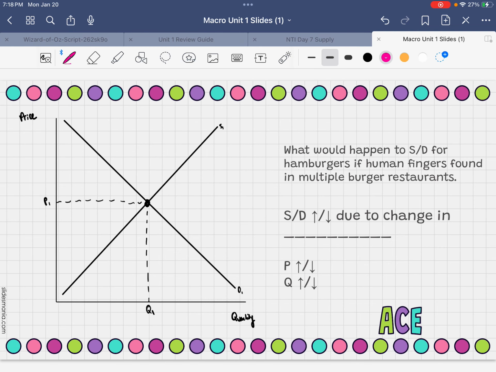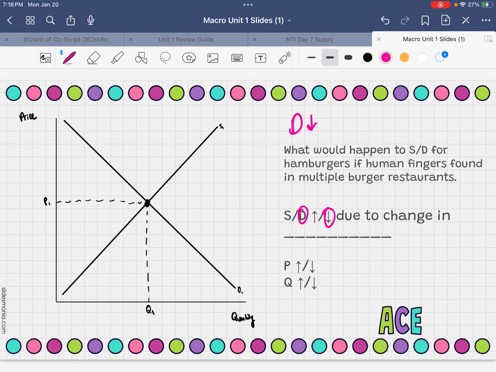So what would happen to supply or demand for hamburgers if human fingers were found in multiple burger restaurants? That one's disgusting. Okay, so who does this impact first? The producer who lost a finger, or the demander, the consumer who's buying it? The main impact, the first impact, is people are going to go, yuck, we're not eating there anymore. So this is a consumer problem. This is demand. And will they demand more or demand less? They will demand less.